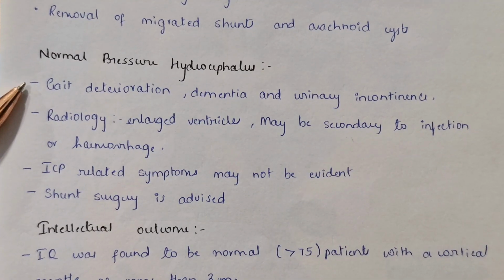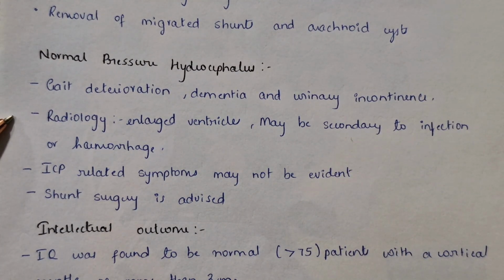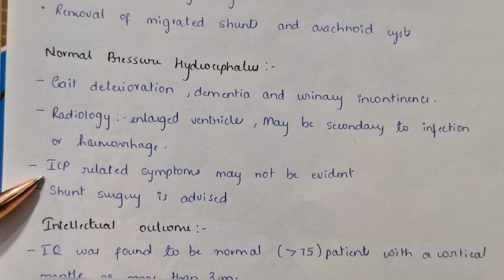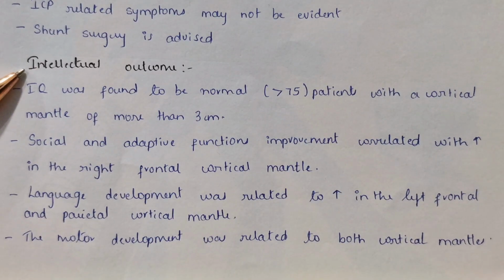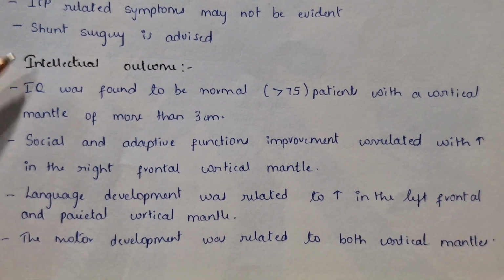In normal pressure hydrocephalus, you see gait deterioration, dementia, and urinary incontinence. Radiology shows enlarged ventricles that may be secondary to infection or hemorrhage. ICP related symptoms may not be evident. Shunt surgery is advised. Let's see the intellectual outcome in individuals who have hydrocephalus.